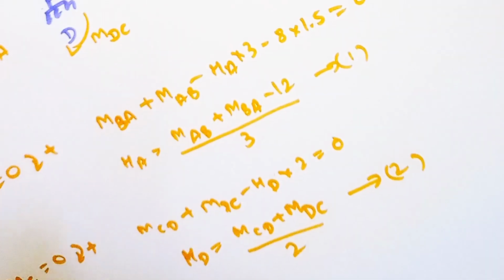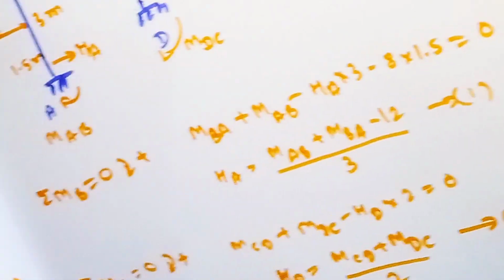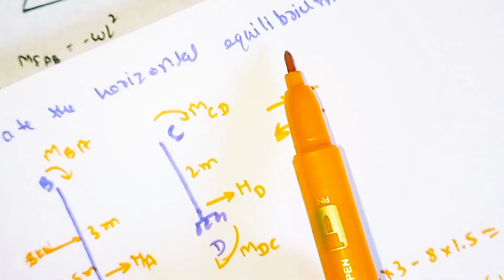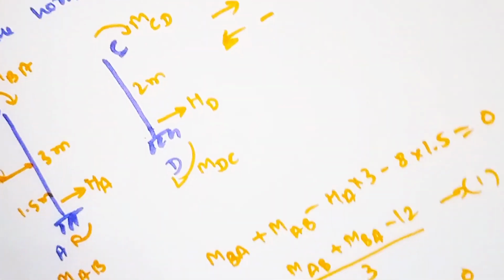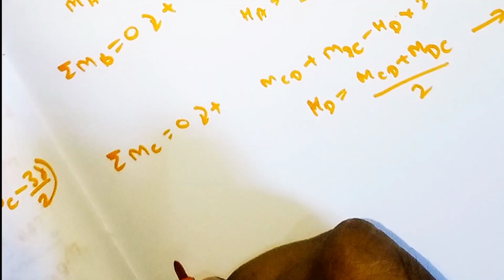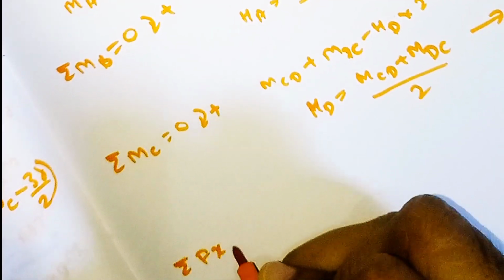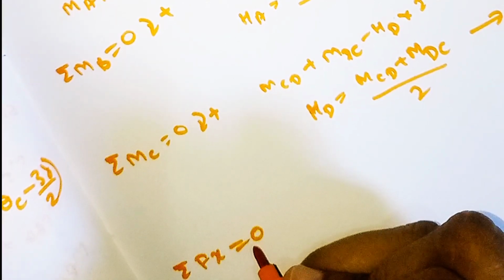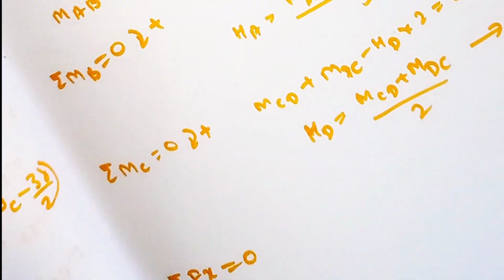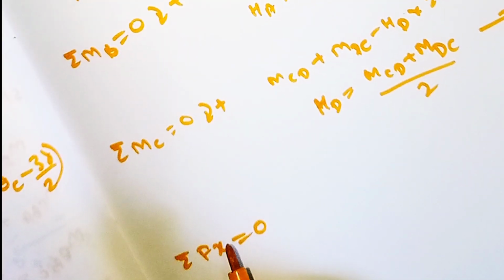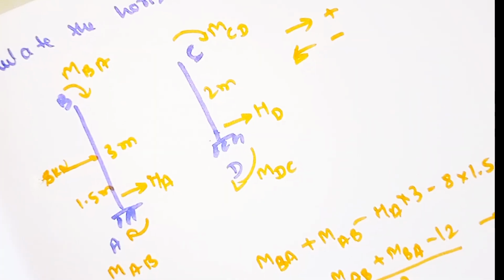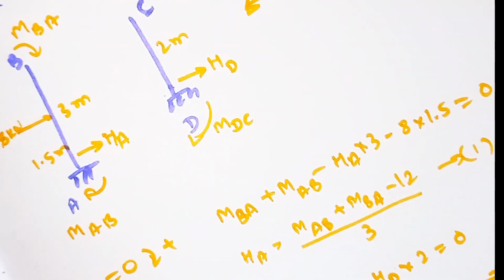So this is our HA and this is our HD. Now we got the HA and HD values. Now we calculate the horizontal equilibrium. Horizontal equilibrium means summation of Fx is equal to 0, the summation of all the horizontal forces is equal to 0. Here we only need to take the horizontal loads whatever are given.